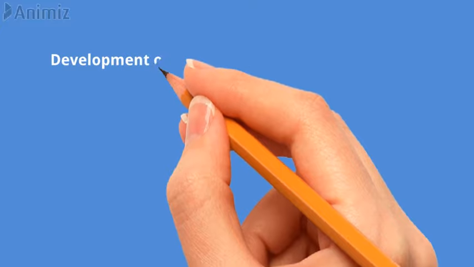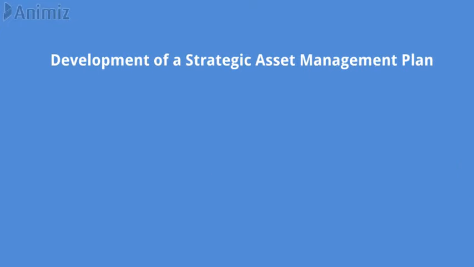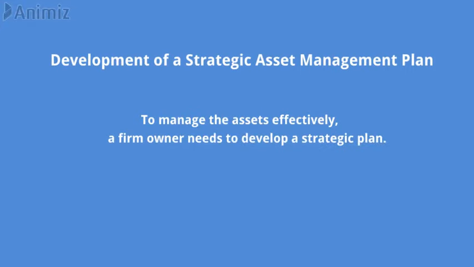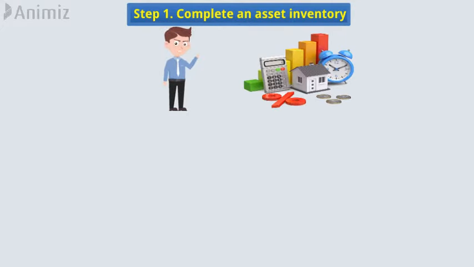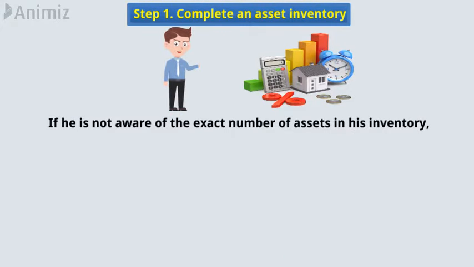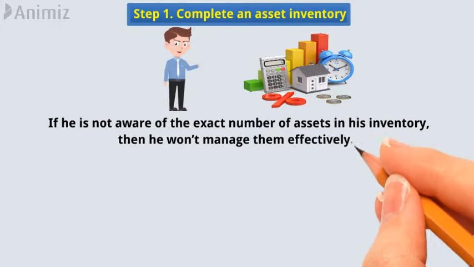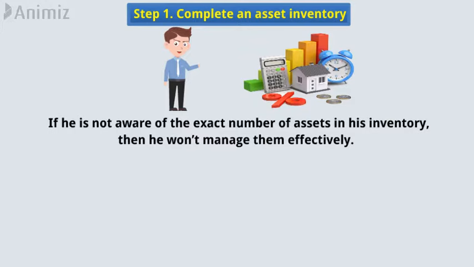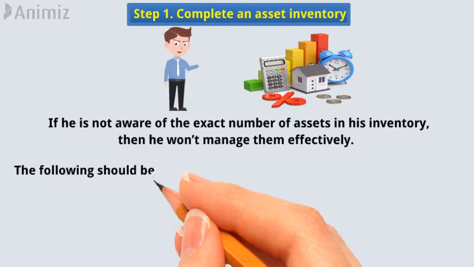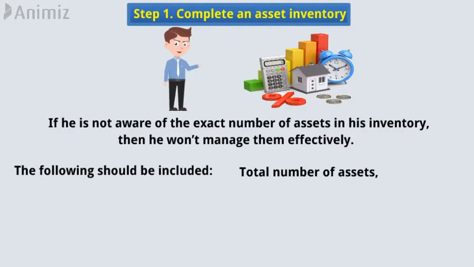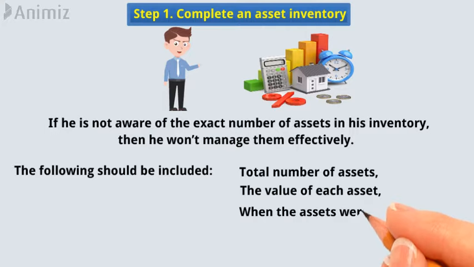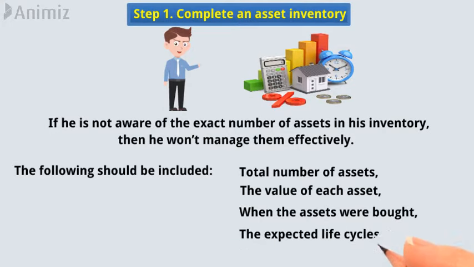Now come to development of a strategic asset management plan. To manage the assets effectively, a firm owner needs to develop a strategic plan. Step 1. Complete an asset inventory. First, an owner needs to take count of all the assets that he owns. If he is not aware of the exact number of assets in his inventory, then he won't manage them effectively. When preparing an inventory of company assets, the following should be included: total number of assets, the value of each asset, when the assets were bought, and the expected life cycles of the assets.